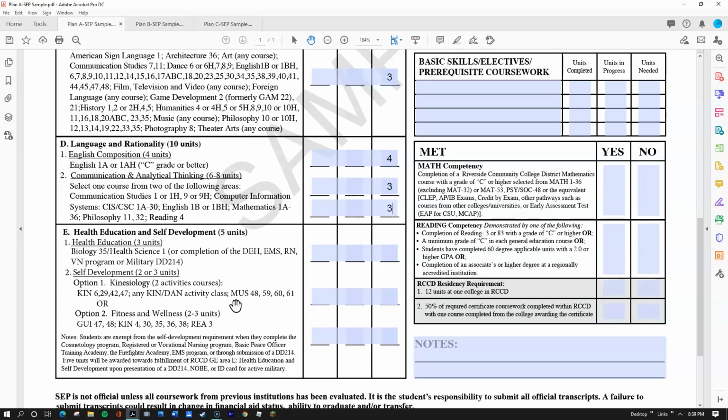Then in this area E is health education and self-development. A total of 5 units is needed. Health education, 3 units, can either be bio 35 or health science 1. That would be 3.